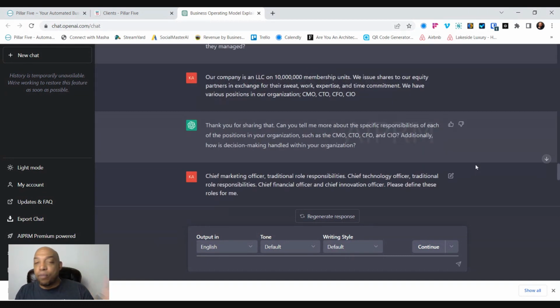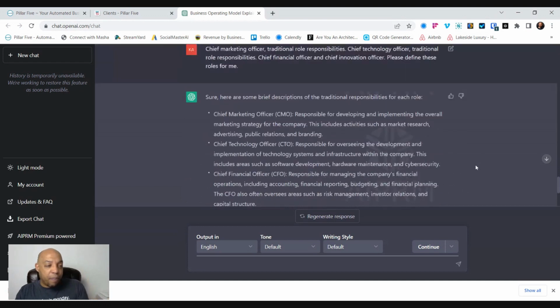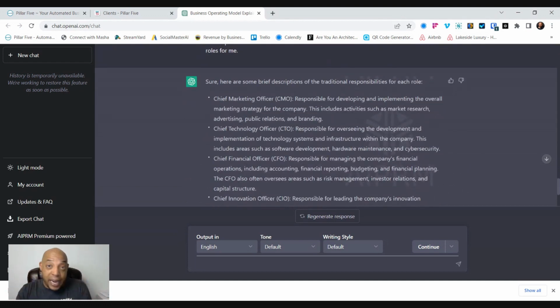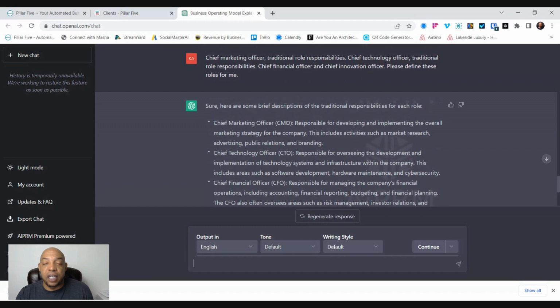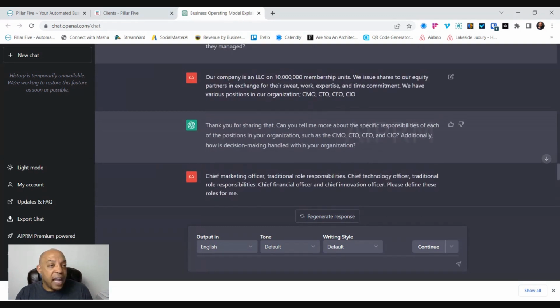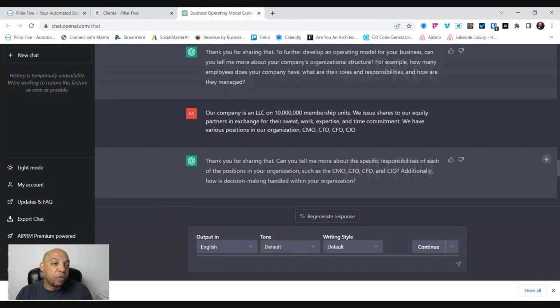Now you can have it more detailed. I can go to the bottom of here. I can click expand, right? And I could tell it to tell me more, and it can just keep on talking until I tell it it's enough information. Okay, so now we have all of this. What was the question it asked me? We have various positions back here. Let's keep going. For example, how many employees does your company have? What are the roles and responsibilities, and how are they managed?